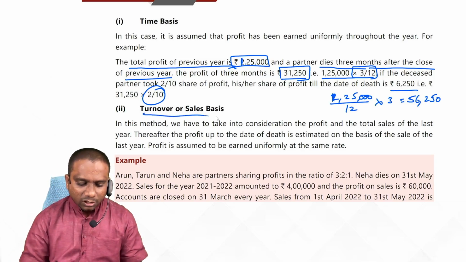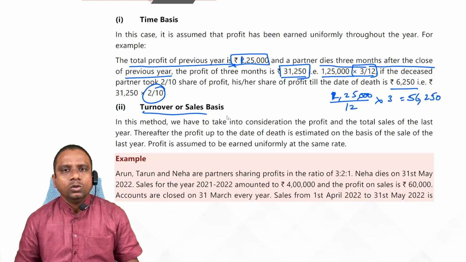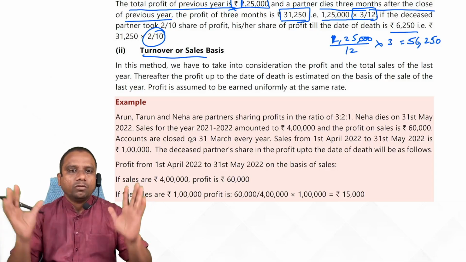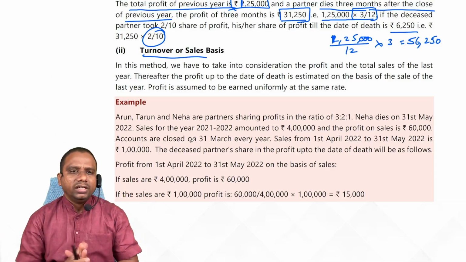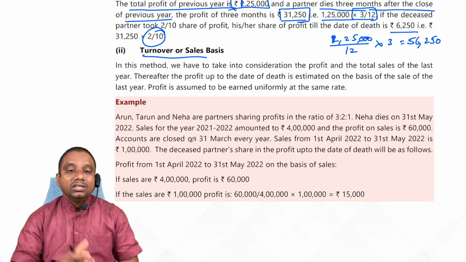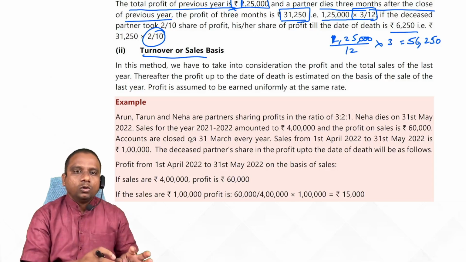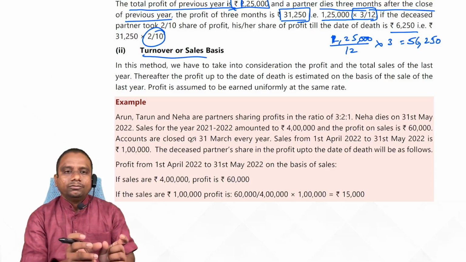Another method we have is turnover or sales basis. Here what we do, we first take previous year sales less previous year profit, so that we can calculate the profit percentage. That profit percentage is applied on the sales turnover during the period of the deceased partner.